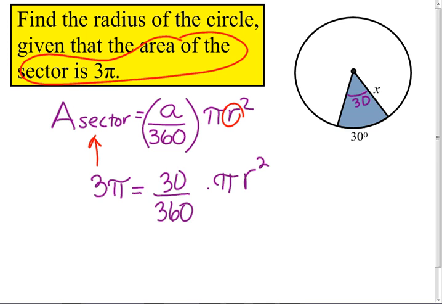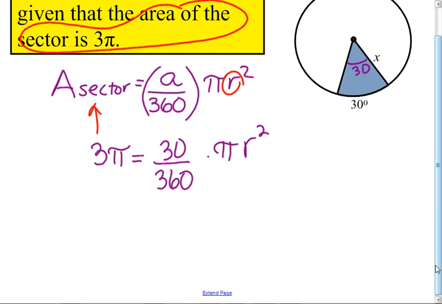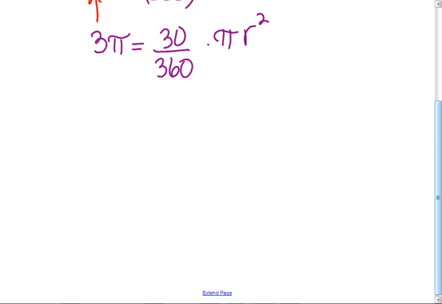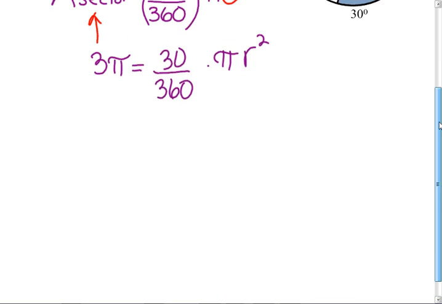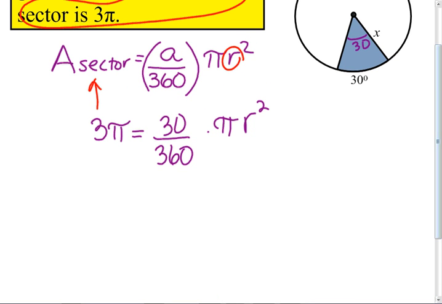What can I quickly get rid of? The pi. The pi's, because that would be nice. Work in little pieces to make it simpler, because that looks kind of complicated. So I get 3 equals, can I reduce 30 over 360? We just did. This is 1/12. So the pi's gone, and I'm left with r squared.